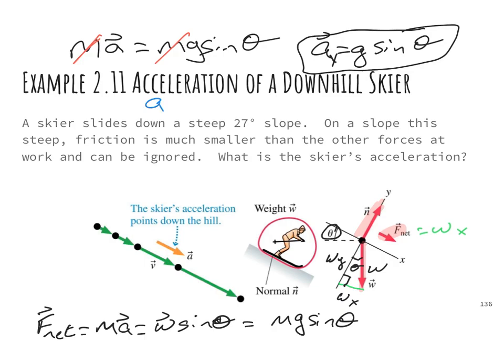So the acceleration in the x direction equals 10 meters per second squared times the sine of 27 degrees, which when I plug that in my calculator, that'll get me right around 4.54 meters per second squared. All right, so we've taken a look at the weight and the normal force.